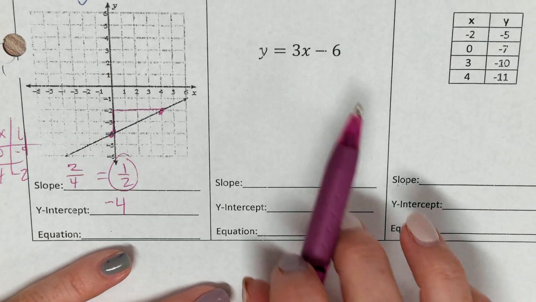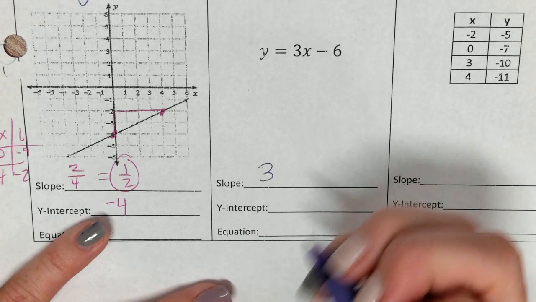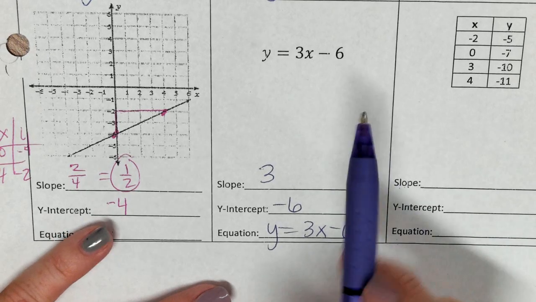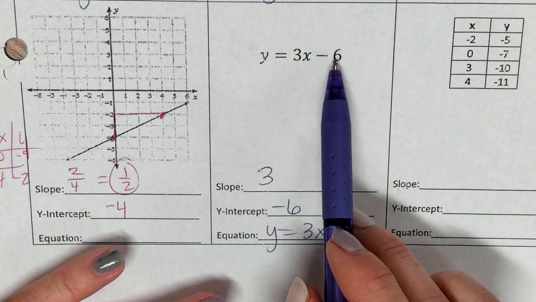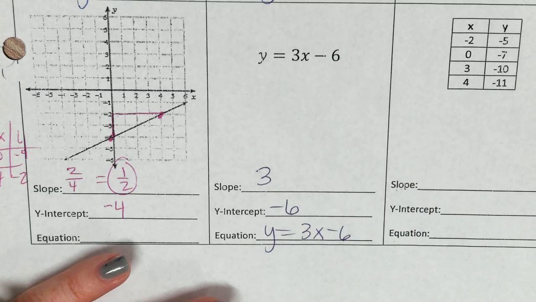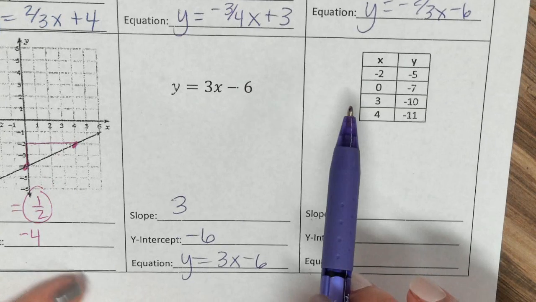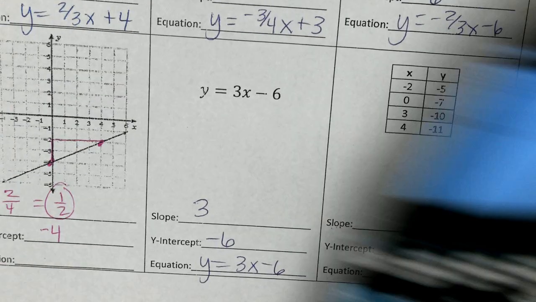All right, this one. Did you already do it? What's the slope? 3. What's the y-intercept? -6. And the equation is y equals 3x minus 6. If I said, what's the rate, you would say? 3. If I said, what's the initial fee? -6. What's the starting amount? -6. All right, this one, what's the way that we would do it? Stat. Okay, so let's go do that.